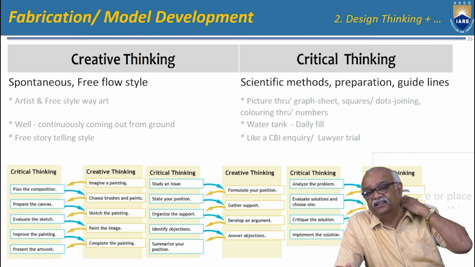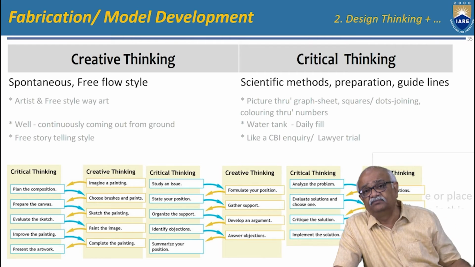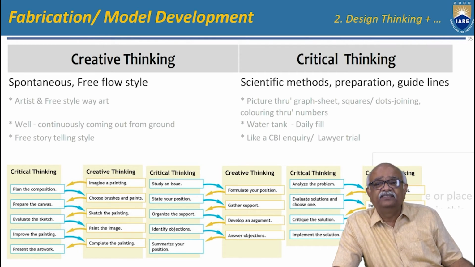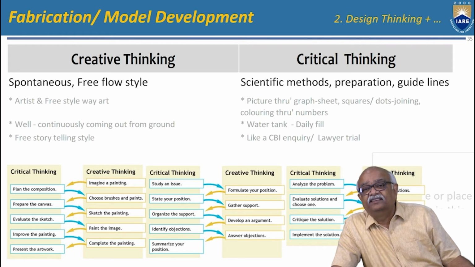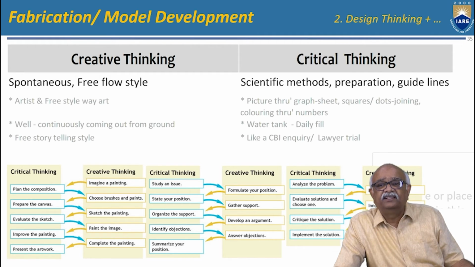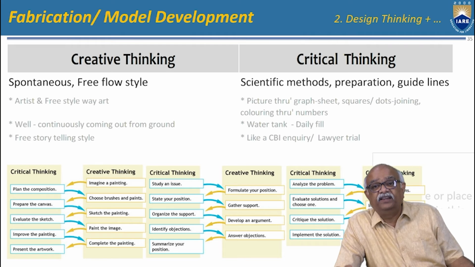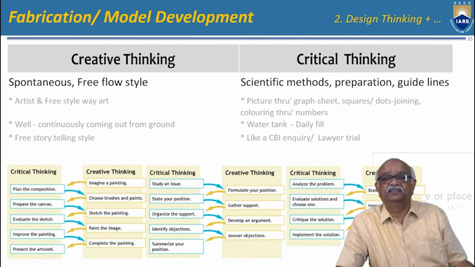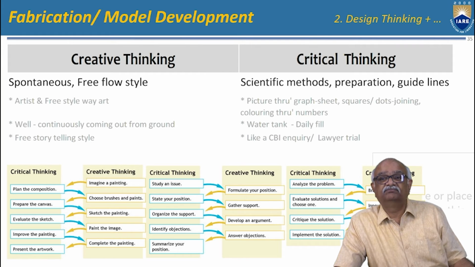For example, if you are painting it. A creative man, he imagines the painting, he thinks in mind, and he will start taking a brush and paints it. And he will sketch the paint, and he will get the image, and then finally he will complete it. Whereas an analytical or critical man, first he will think, what is the painting, how it has to be, what colors it has to be, how to design that, how to sketch that, all these things.